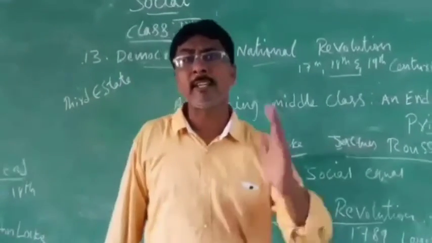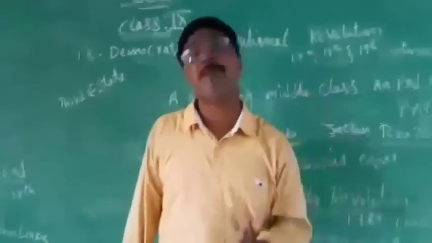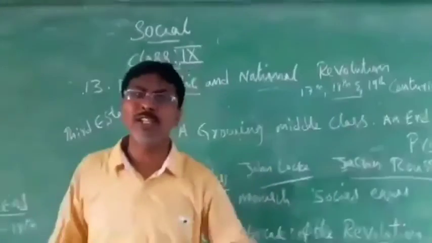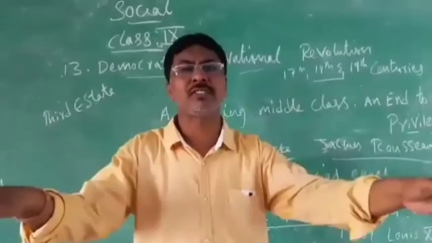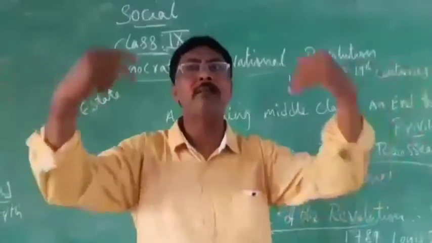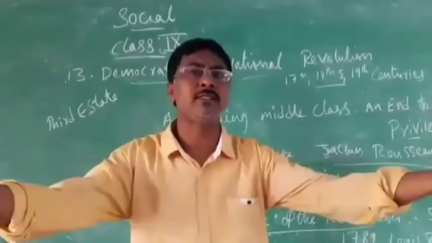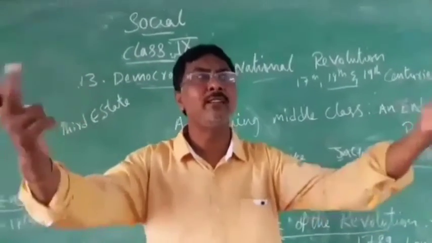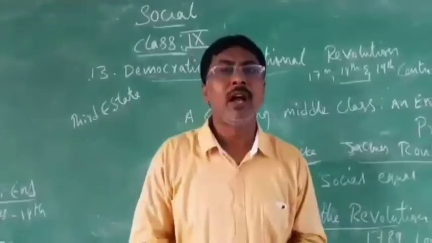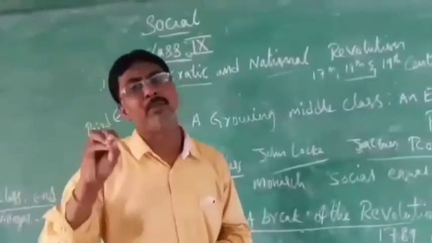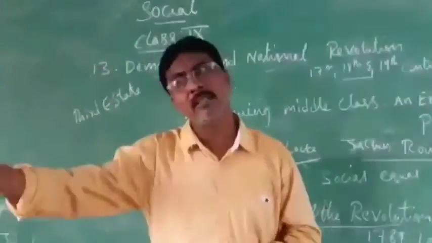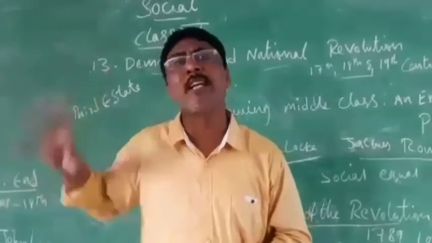Only 300 representatives sat on the first benches, and the third estate people all stood behind them. The first and second estate people are 300 members, and the third estate people are 600 members.